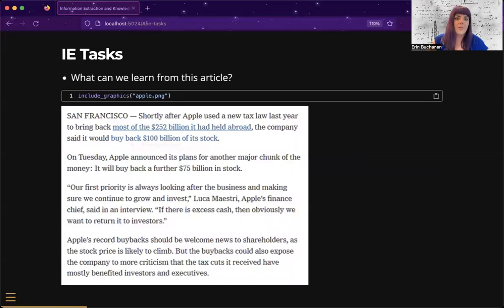Now, for example, what can we learn from a piece of text, right? So here's the example from the textbook. It says, shortly after Apple used a new tax law last year to bring back a lot of its money, it's going to buy back its stock. Okay. So this has a couple of things in it, like Apple is a business. It has Apple's finance chief's name, right? And what is happening. Buybacks should be welcome news to shareholders, as that means the stock price is likely to climb.